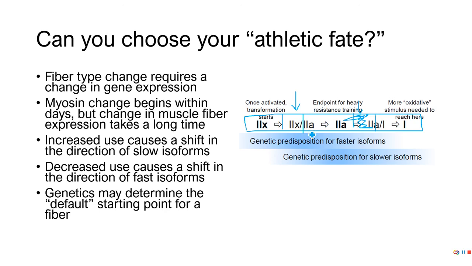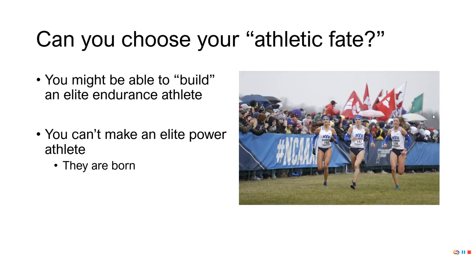All right, so there is some change, not big changes, easier to go from 2 to 1, but if you're kind of endurance heavy, so someone like me, I'm not going to become this big time powerlifter, most likely. And so you might be able to build an elite endurance athlete, but you're not going to be able to make an elite power athlete, okay, because they're born. And again, this is genetics, all right? And for the most part, it's not just saying, hey, you wake up and you're going to be this amazing athlete. You've still got to put in the work. I want to make that clear. So there you go. Muscle fiber types.